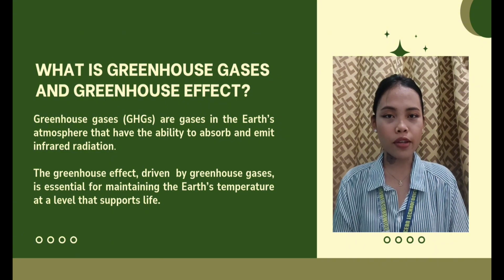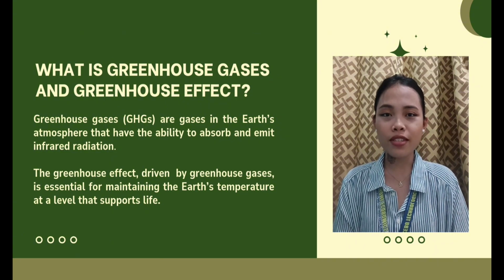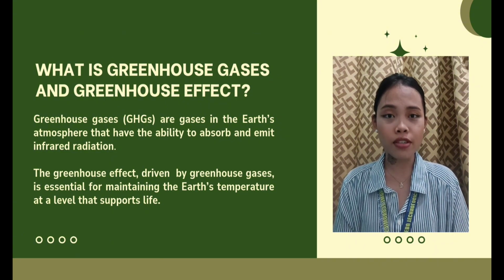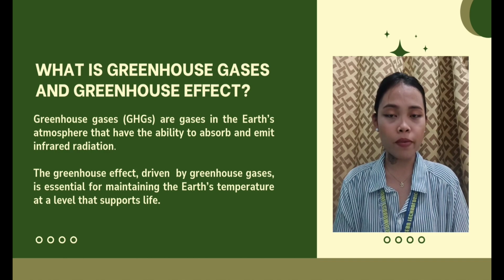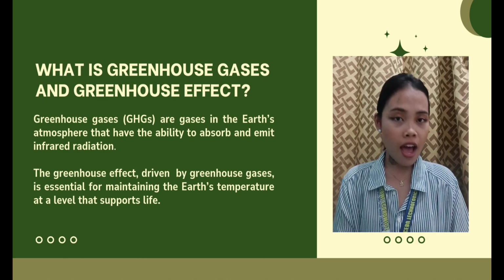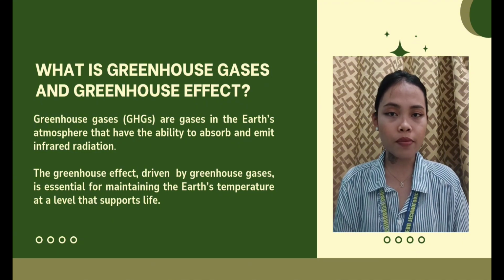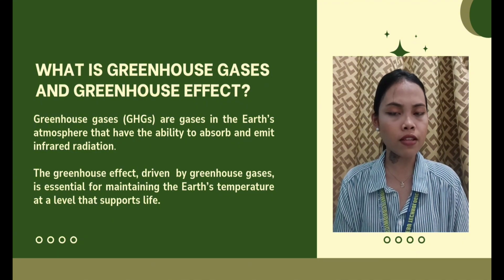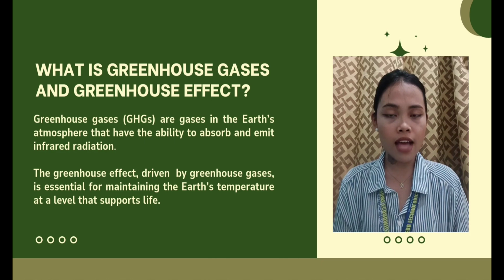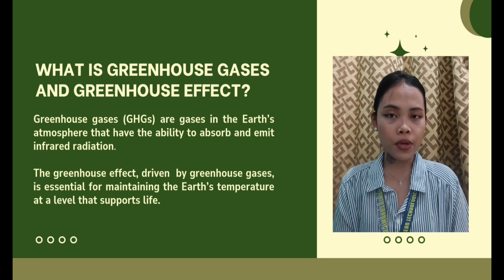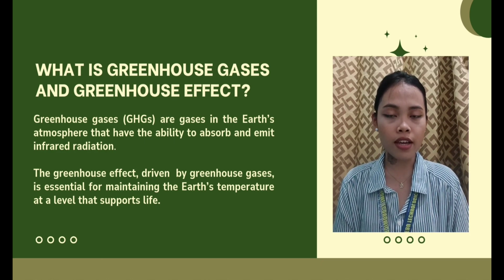So now, let's talk about greenhouse gases. Greenhouse gases are specific gases in the Earth's atmosphere that can absorb and emit infrared radiation, a type of heat energy. When sunlight reaches the Earth, the planet's surface absorbs some of this energy and re-emits it as infrared radiation. The greenhouse gases such as carbon dioxide, methane, nitrous oxide, water vapor, and ozone trap some of this heat by absorbing the infrared radiation.